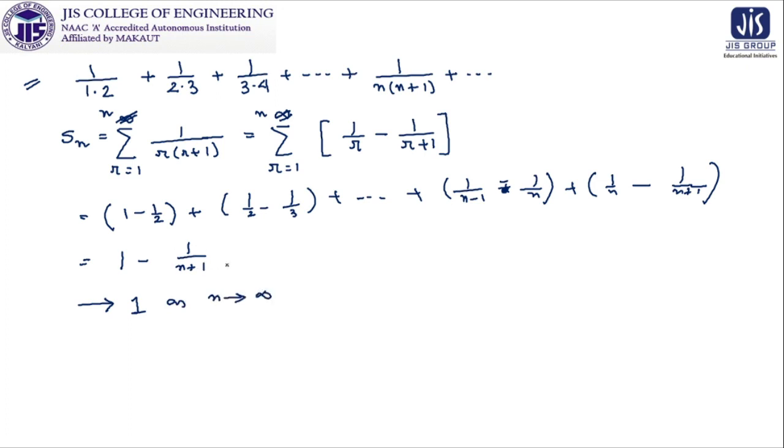It is a very simple result. So look at this, we don't need any comparison tests or ratio tests for finding out the summation of this series. We get a finite number, and we can say that the summation of this series is convergent, or rather the series is convergent.